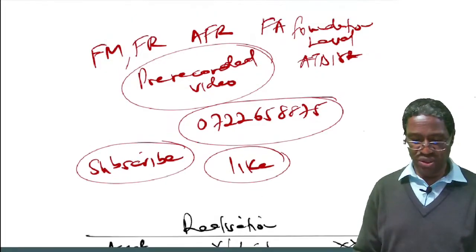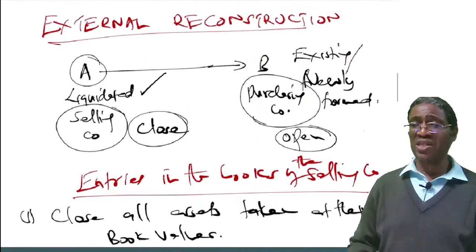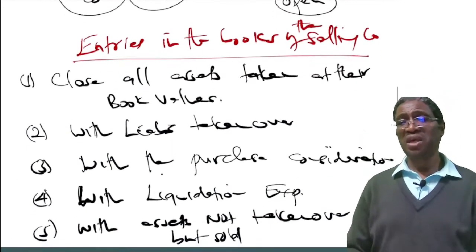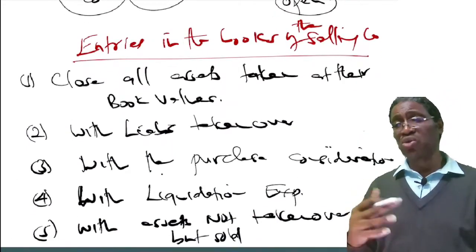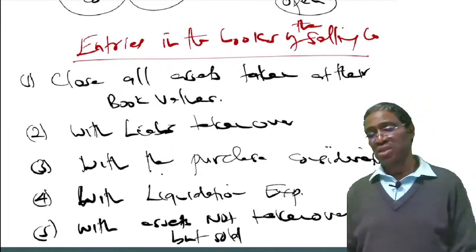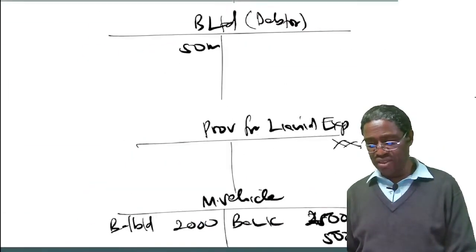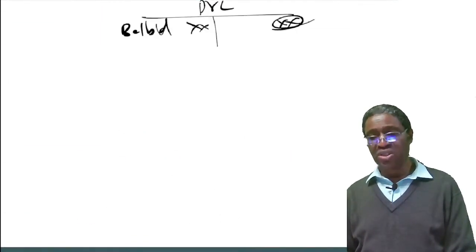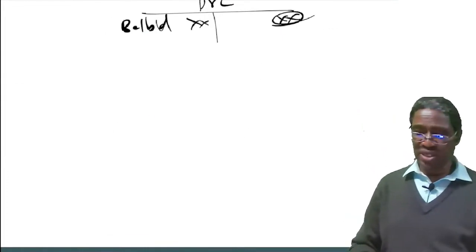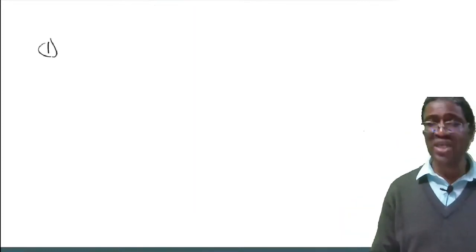Okay, good. Let's now go. I have another subheading: entries in the books of the selling company. Number 1.